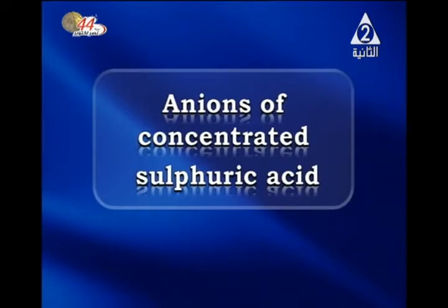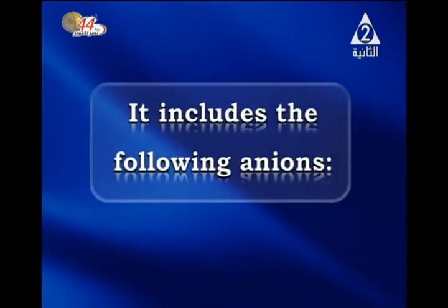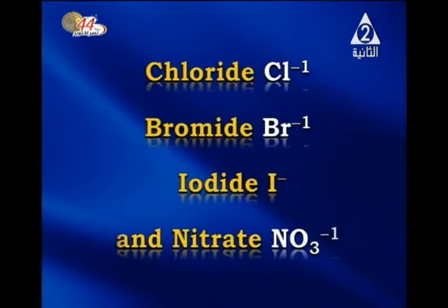My dear students, today we are going to discuss the anions of concentrated sulfuric acid. It includes the following anions. Chloride ion has chemical symbol Cl-1. Bromide ion has chemical symbol Br-1. Iodide ion I-1. And nitrate radical NO3-1.